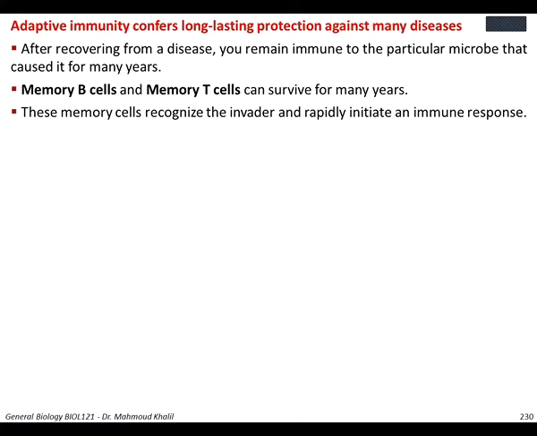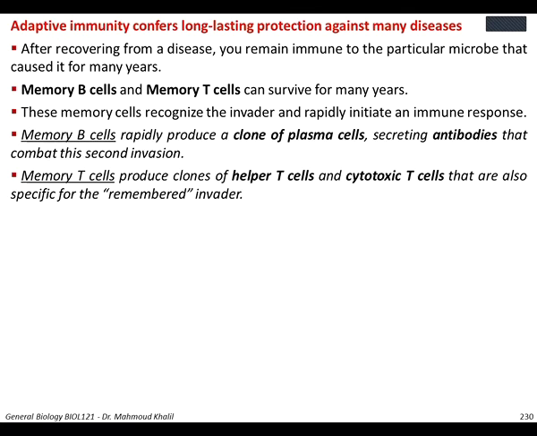This is by the action of memory B cells and memory T cells, which can survive for many years. These memory B cells and T cells recognize the invader and rapidly initiate an immune response. Memory B cells produce clones of plasma cells that secrete the same antibody to combat the second invasion, while the memory T cells produce clones of helper T cells and cytotoxic T cells that are specific for the remembered invader.